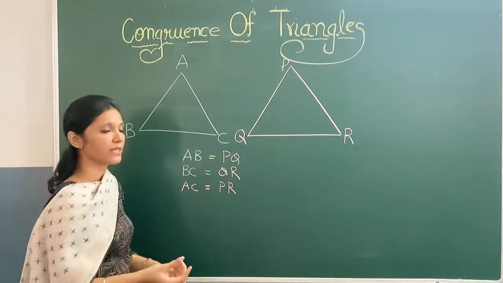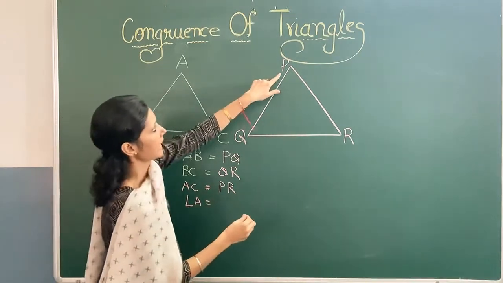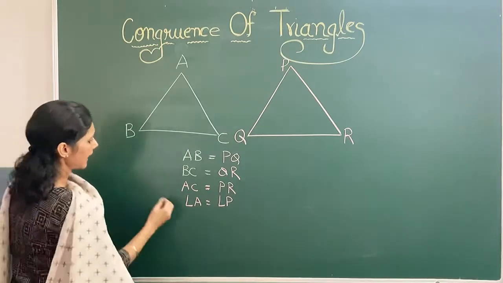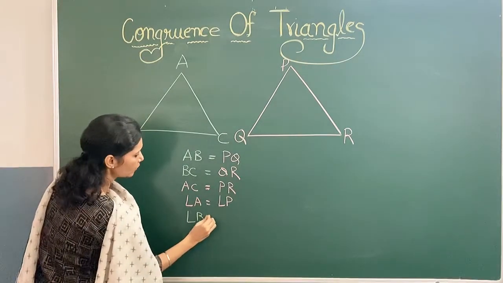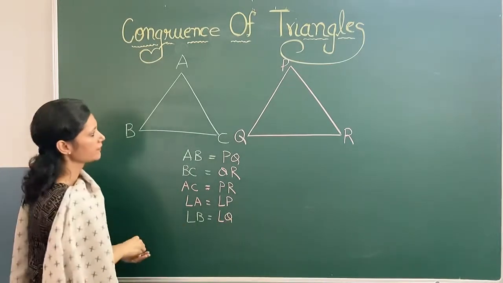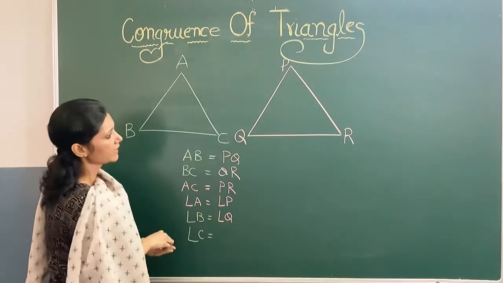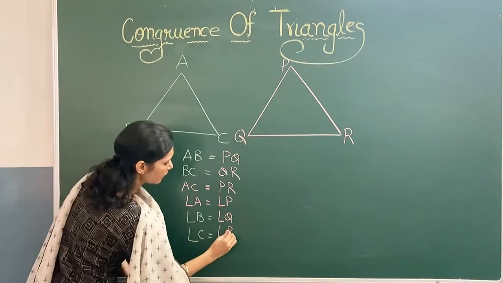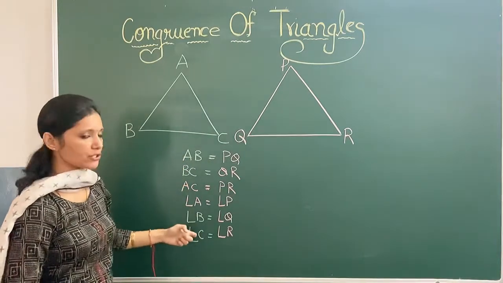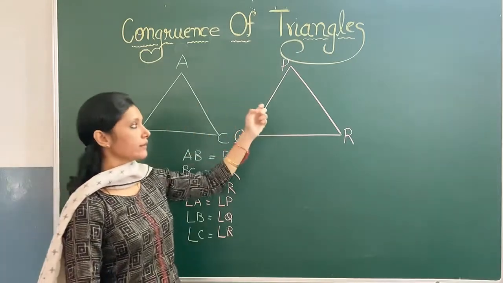Then let's talk about the angles. So angle A should be equal to the angle P of the other triangle. Similarly, angle B should be equal to angle Q of the other triangle, and angle C of one triangle should be equal to angle R of the other triangle. So if all these 6 conditions are true, then we can say that one triangle is congruent to the other.